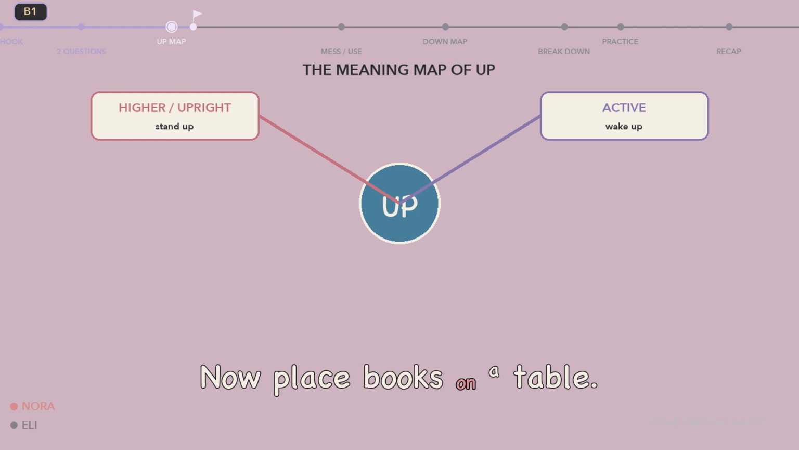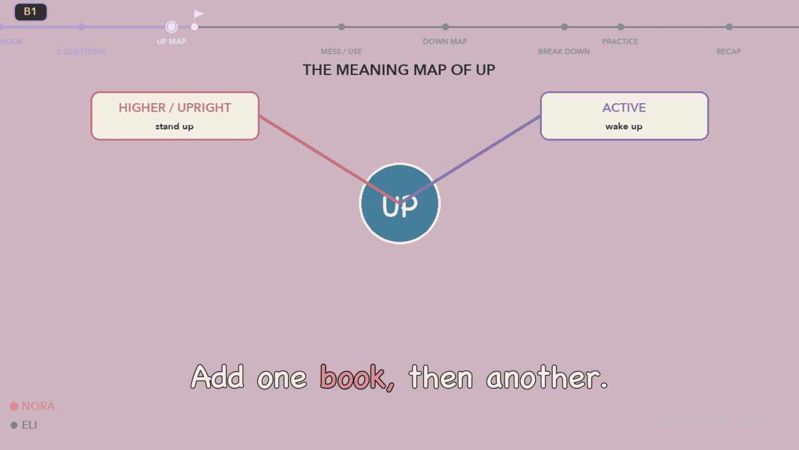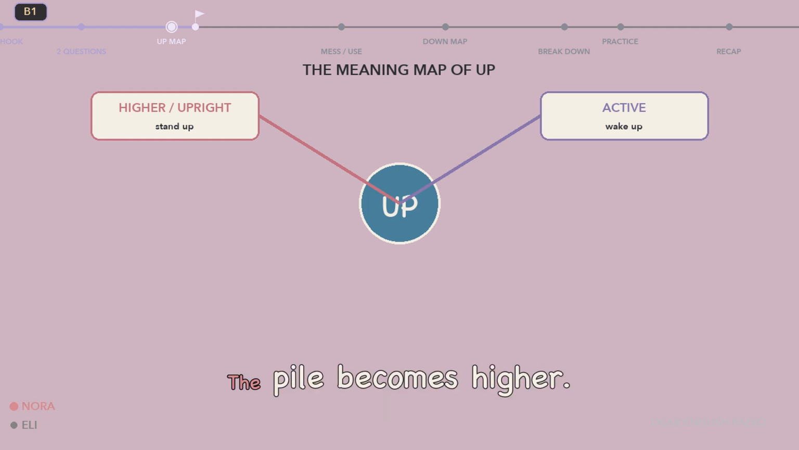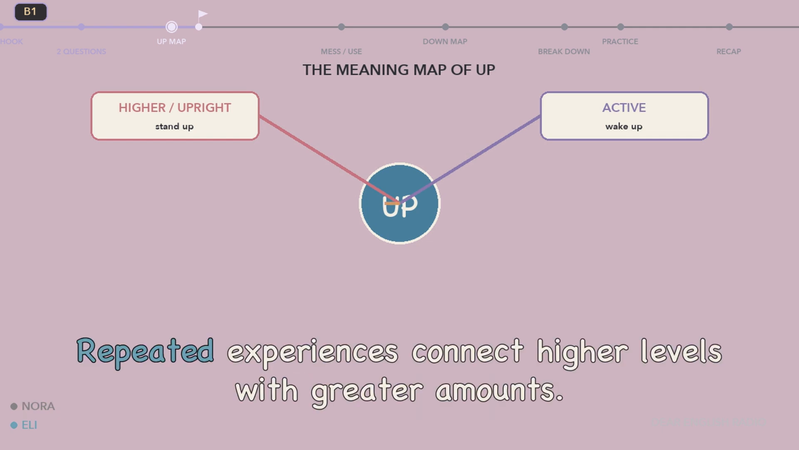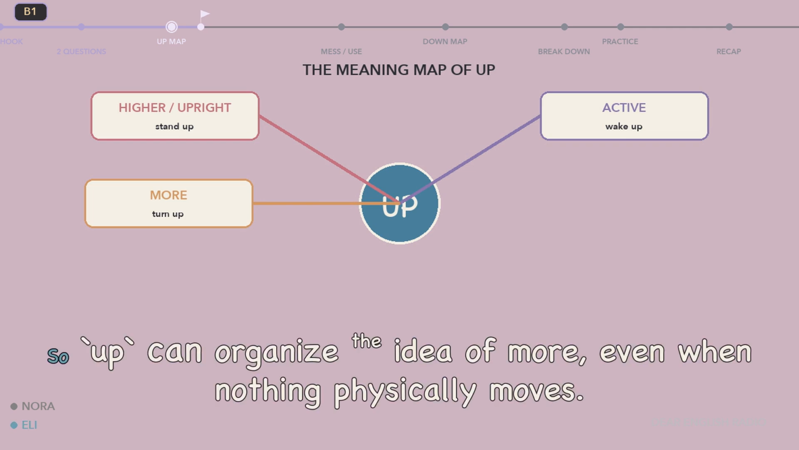Now, place books on a table. Add one book, then another. The pile becomes higher. Pour more water into a glass. The level rises. Repeated experiences connect higher levels with greater amounts. So, up can organize the idea of more even when nothing physically moves.